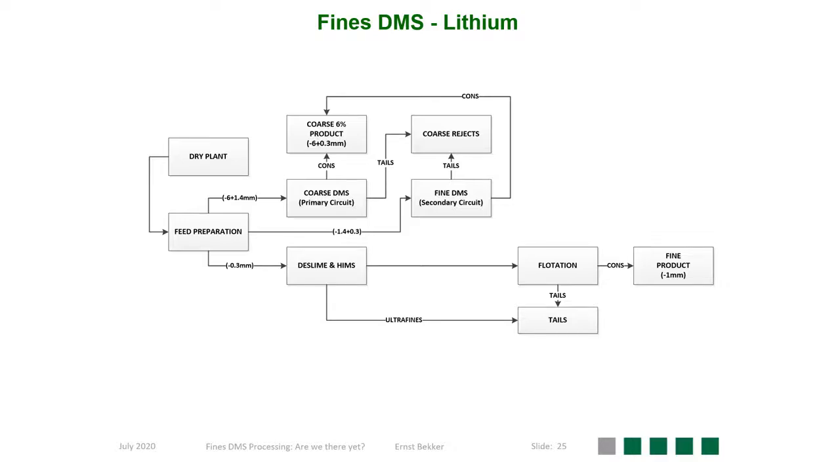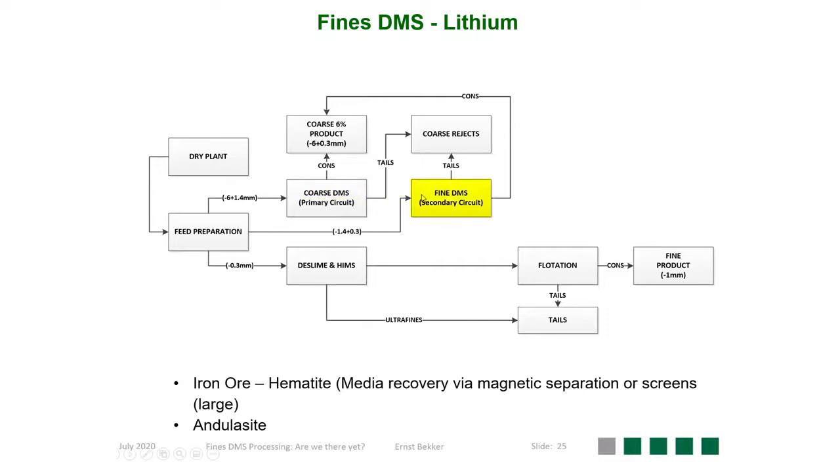It's not only on coal where fines dense media separation is used. Also on lithium, they use fines dense media separation. In this case, they split the feed between -6 mm to 1.4 mm and -1.4 mm to 0.3 mm, separately treated through a coarse and a fines DMS. Iron ore and andesite are also being used for fines dense media separation. So coal is not the only commodity that at this stage exploits fines dense media separation.